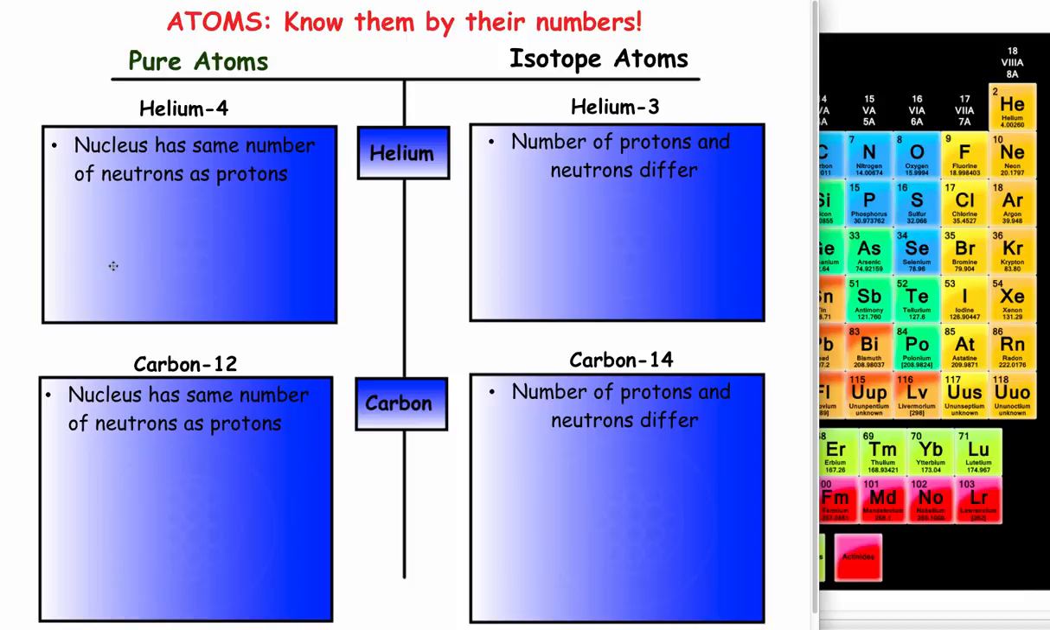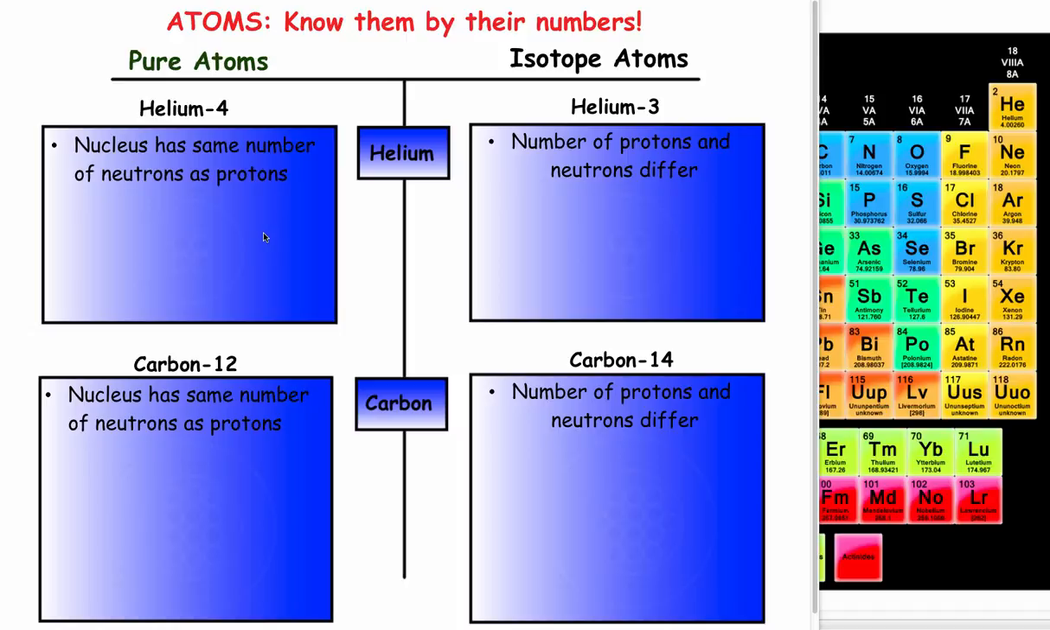So I want you to pause for just a minute, and let's just look at helium-4. I want you to pause the video for just a minute and see if you can sketch or draw what you think helium-4 would look like. I'd like for you to do that right now. Just pause the video, and then see if you can sketch what helium-4 would look like. 4 particles. The only particles in the nucleus are protons and neutrons. See if you can sketch that.